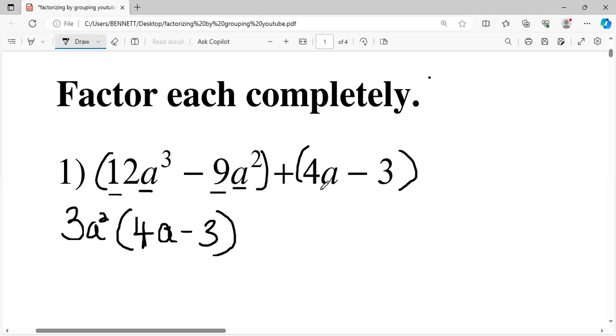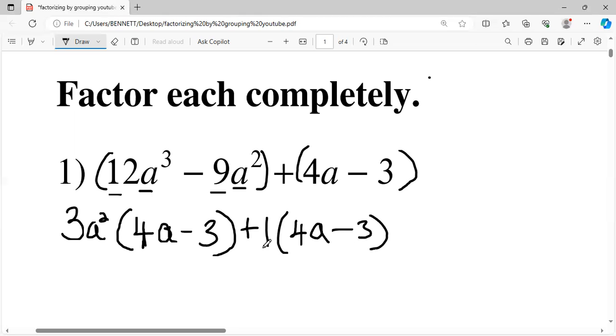Alright, so here we have 4a minus 3. We can see that nothing is common except for 1, because 1 is a factor of all numbers. So 1 can go into all numbers. So we put our plus, put back our 1, and then 1 into 4a goes 4a, since 1 into anything gives you the anything. 1 into negative 3 gives us negative 3.